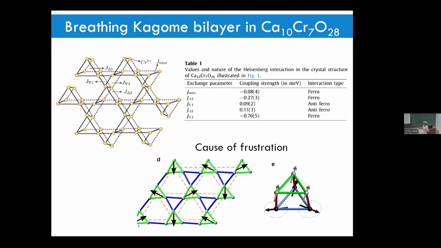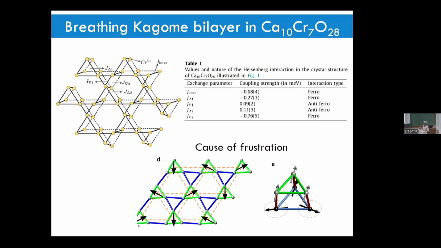So each Kagome plane is made up of two kinds of triangles. The up triangle has an interaction which is called J up triangle 1, and then there is down triangle 1. 1 is the top layer and 2 is the bottom layer. So the point is that the sizes of these triangles are different, and triangles of one kind are surrounded by triangles of the other kind and so on. And in the layer below, the situation is reversed. The big triangle is connected to a smaller triangle, and the smaller triangle is connected to a bigger triangle.